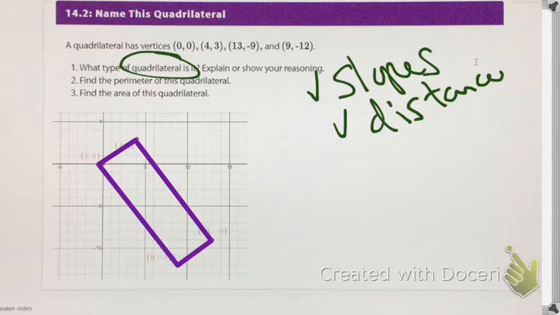Let's do the opposite sides here. So let's go with 0, 0 and call that point A. Up here at 4, 3, let's call that B. Over here at 13, negative 9, let's call that C. And 9, negative 12, oops, sorry, got my C wrong there. C is actually down here. What did we say that was? Oh no, 13, negative 9, that was the C. Sorry, my bad. And D's over here at 9, negative 12, down here.